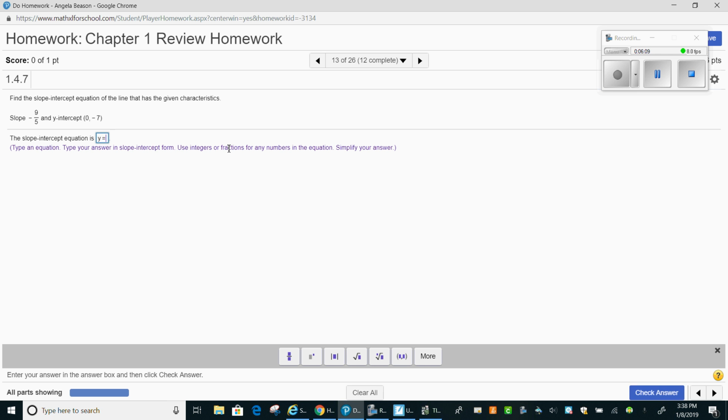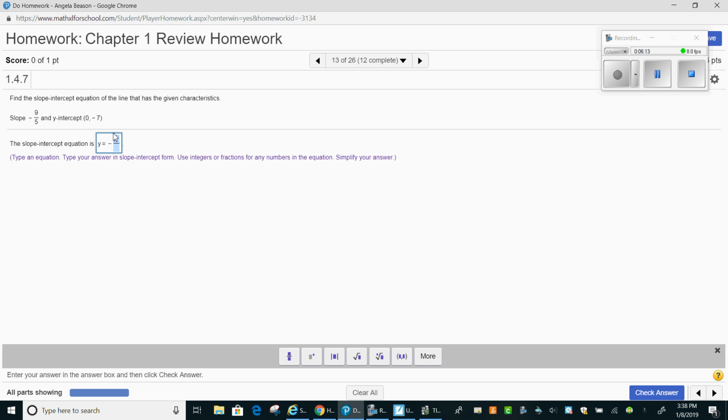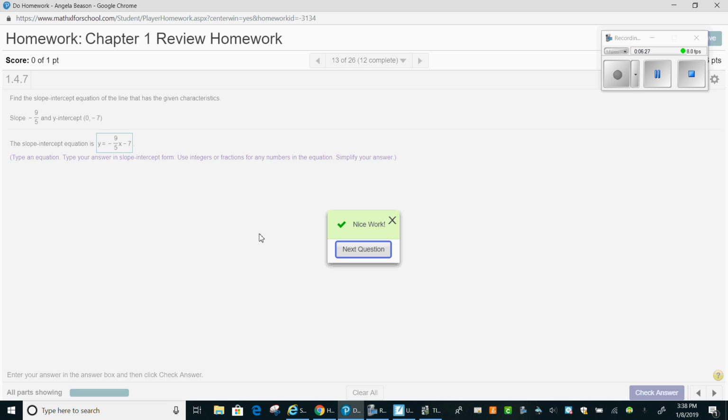So that's going to be y equals negative 9/5 x. Don't forget your x. Some people forget the x. And then the y-intercept is negative 7, so I'm going to put minus 7. Y equals negative 9/5 x minus 7.